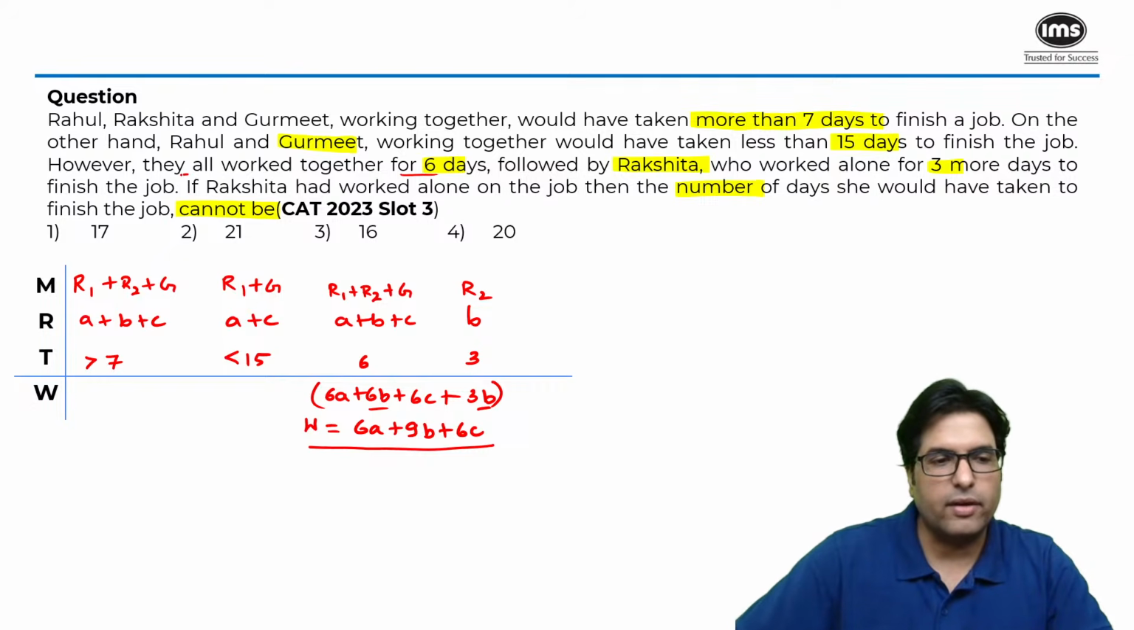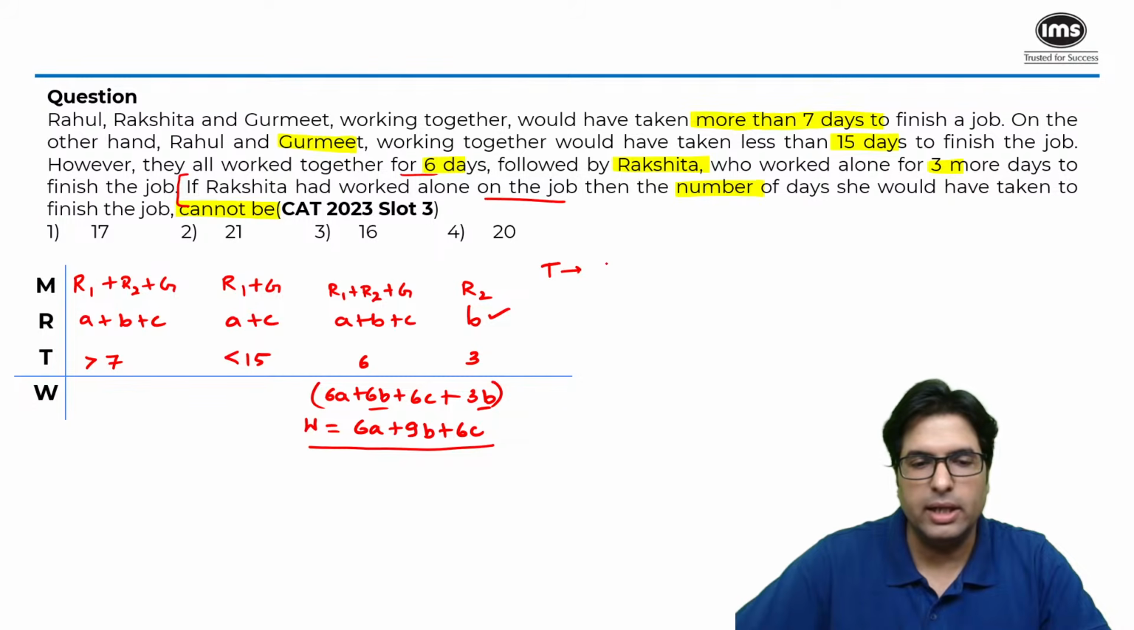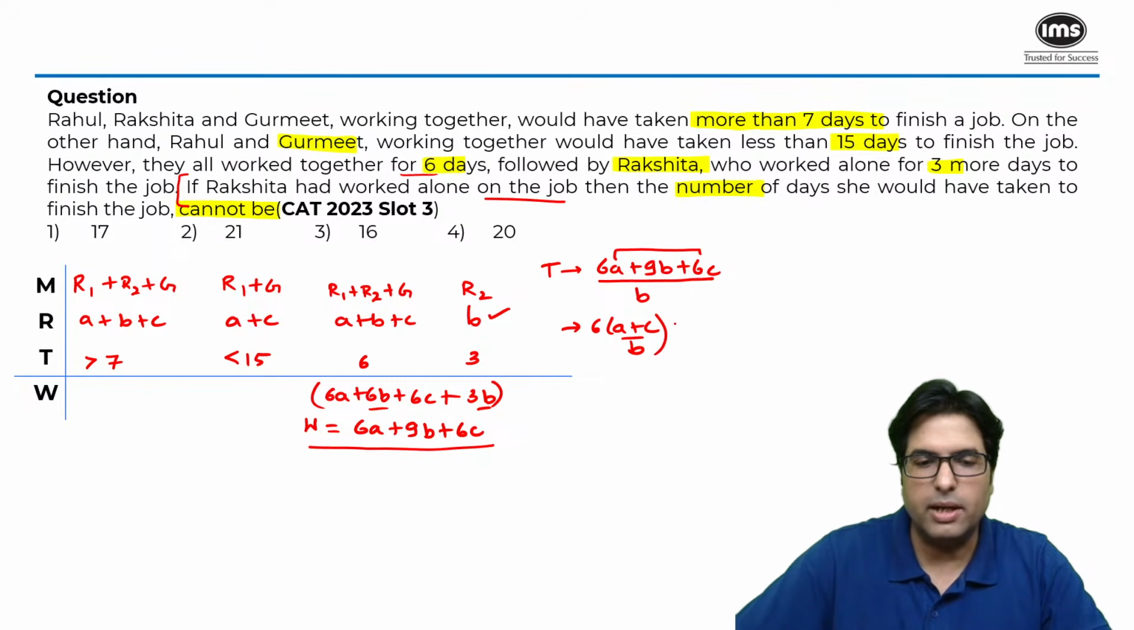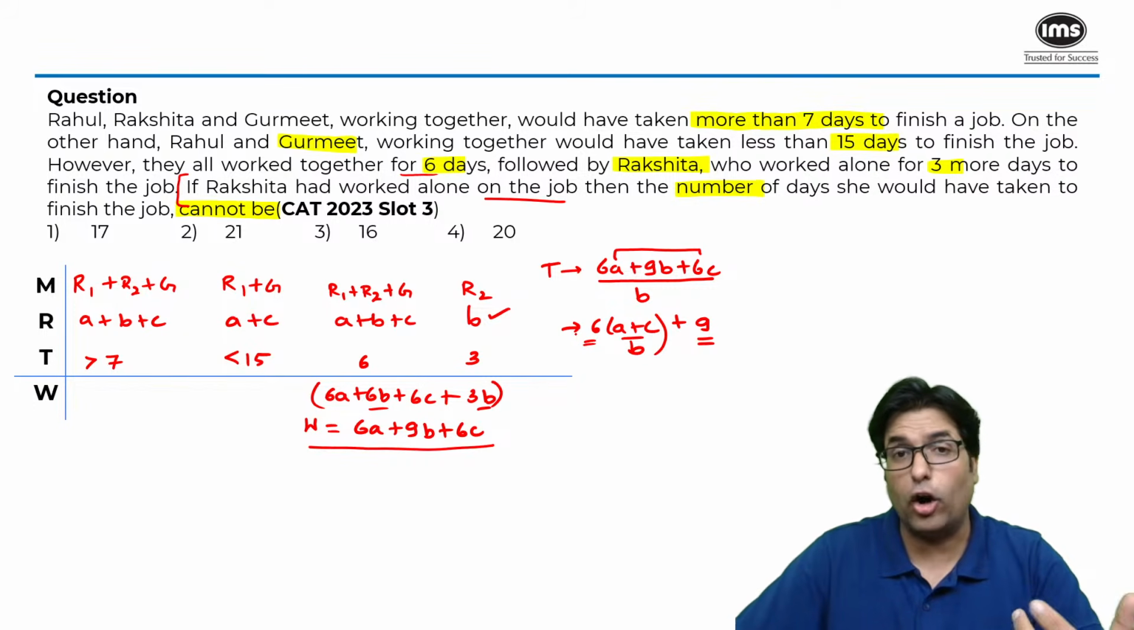Now they are asking if Rakshita had worked alone on the job. So Rakshita will work with a rate of B. Let's write it down. The time taken by Rakshita would be the total work, 6A plus 9B plus 6C, divided by the individual rate for Rakshita, B. We can simplify this and take 6 common. We'll have 6 times A plus C by B plus 9B divided by B, 9. So we know for sure that the answer is greater than 9 plus 6 times this factor of A plus C by B, which is why we have multiple options that this work cannot be.